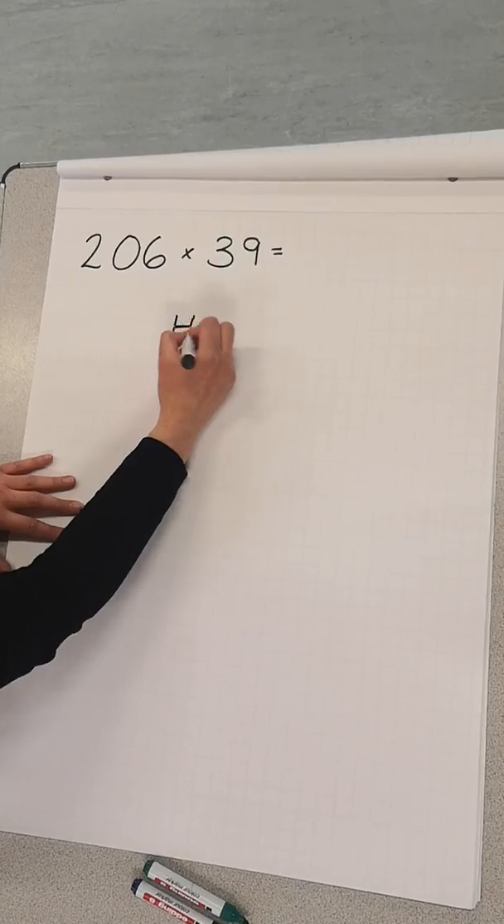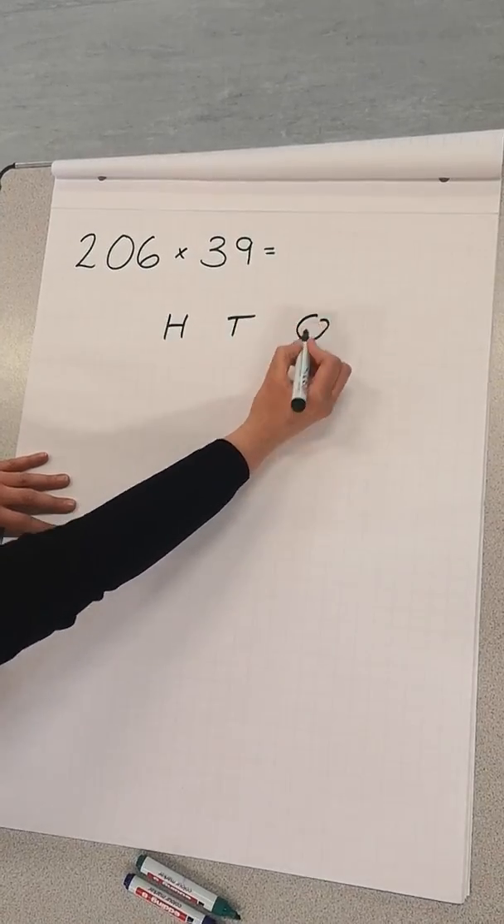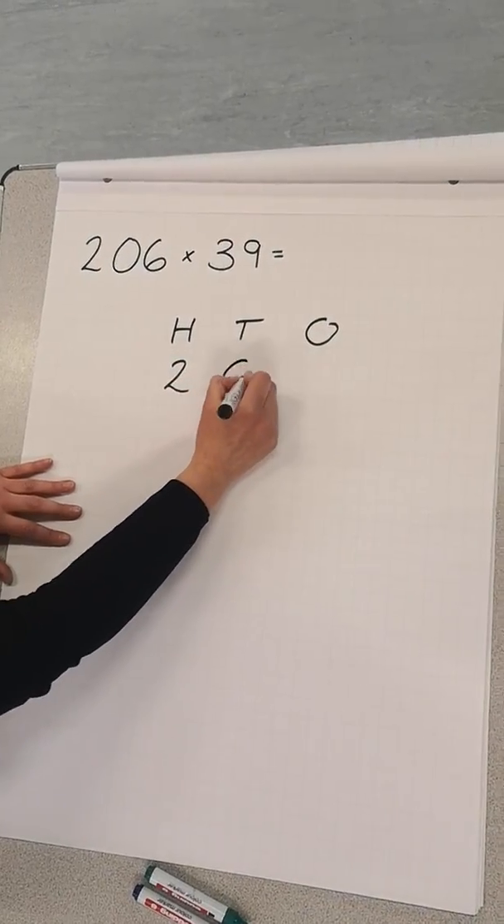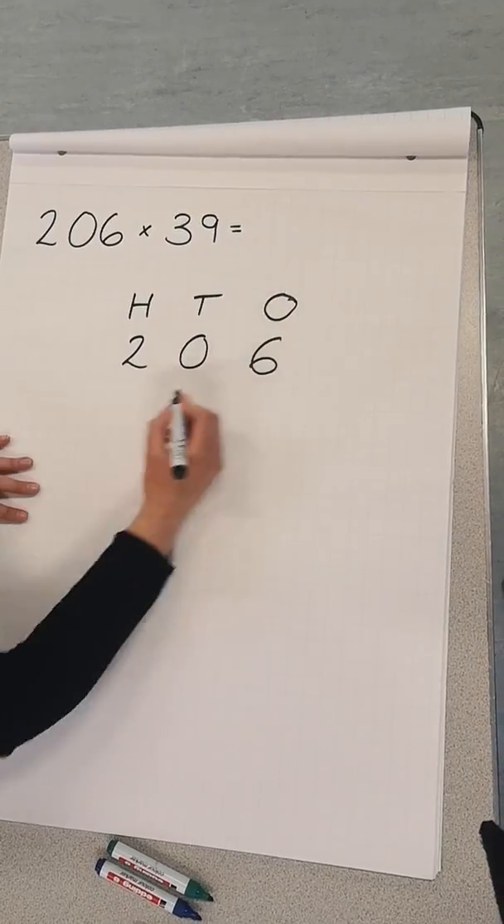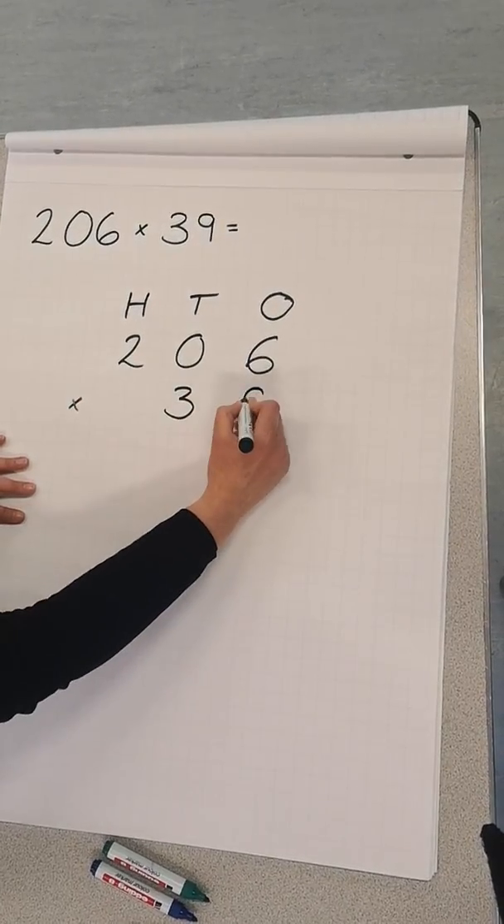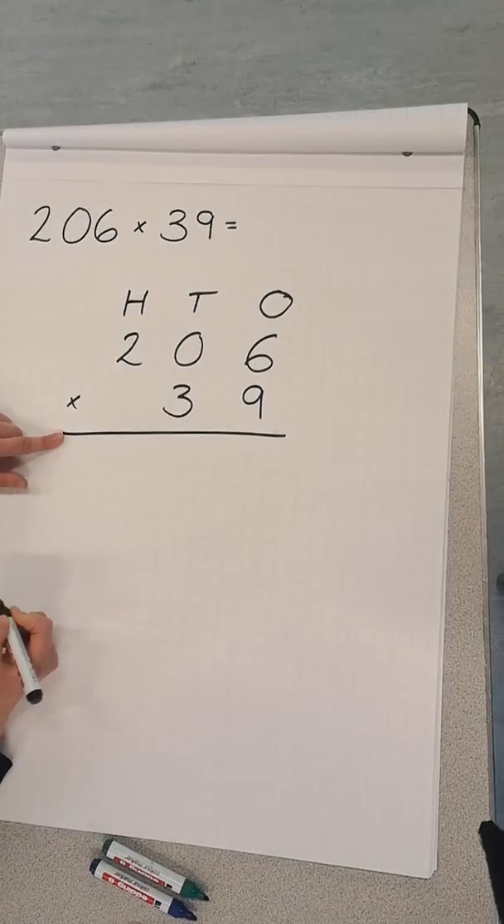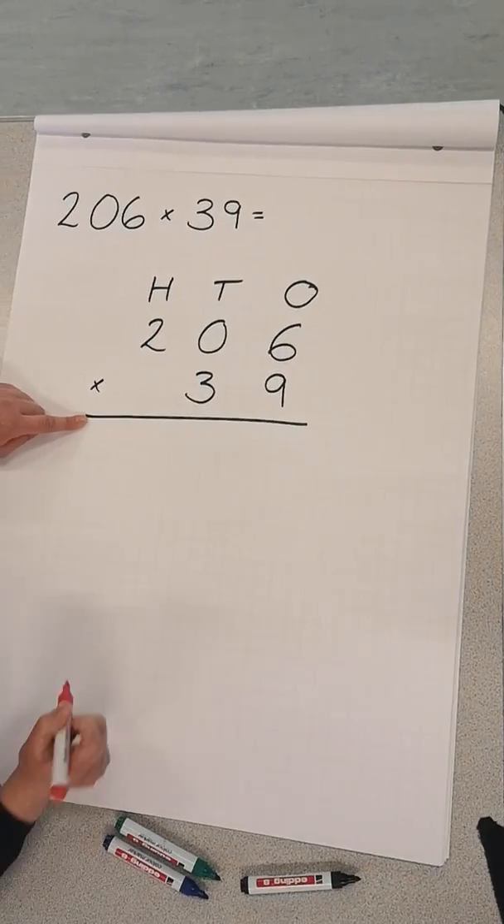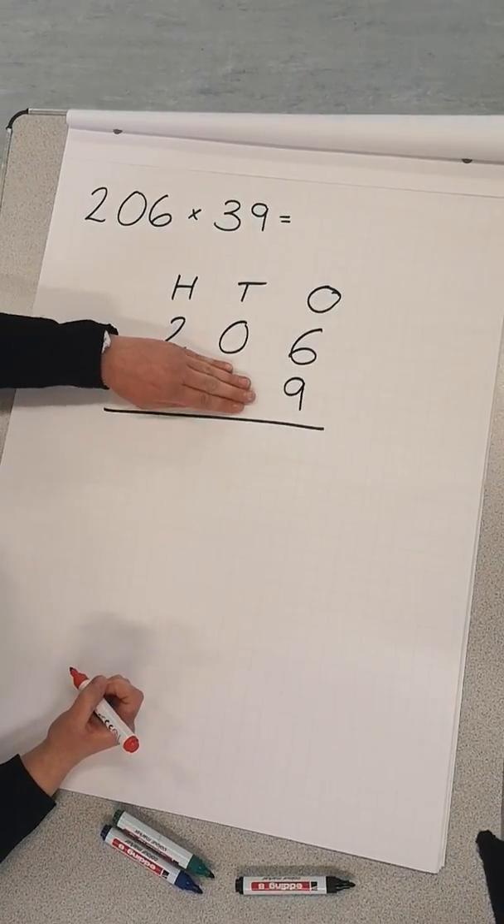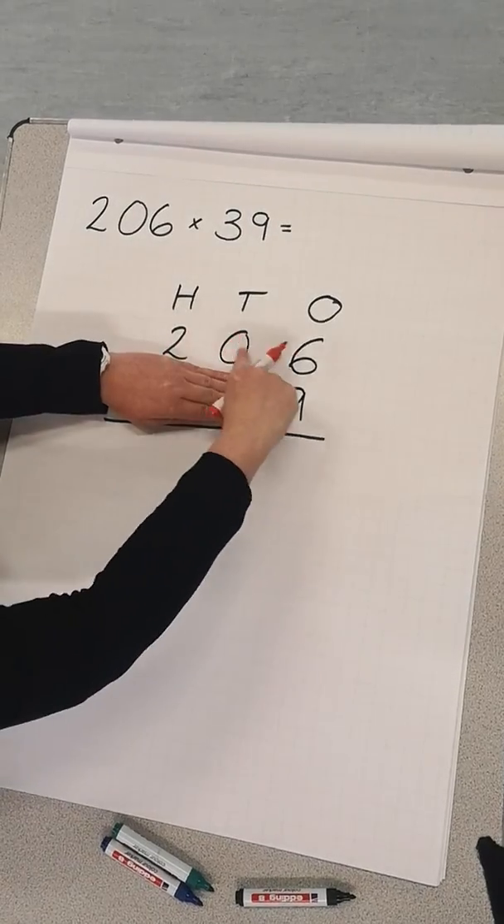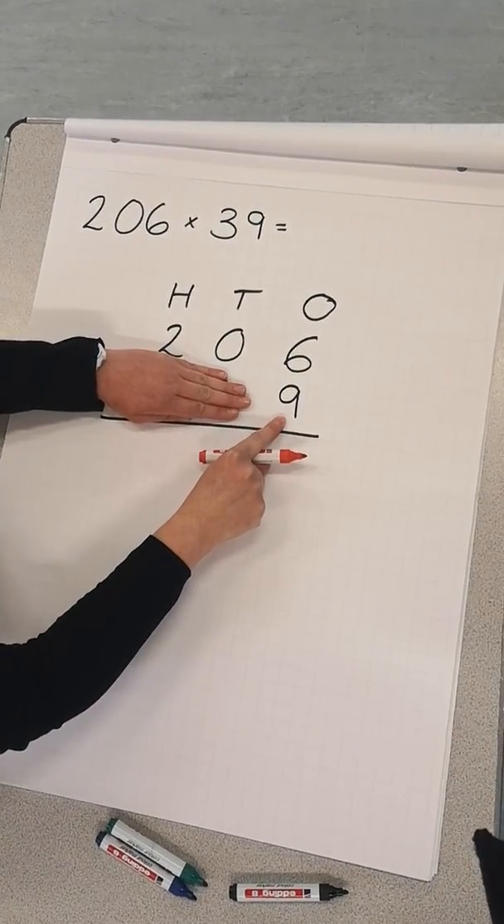So I'm going to put hundreds, tens and ones. And I've got 206. I'm going to multiply that by 39. Remember to just do your one line first. So we know we're going to ignore this digit for now. We're just multiplying everything by that ones digit there.